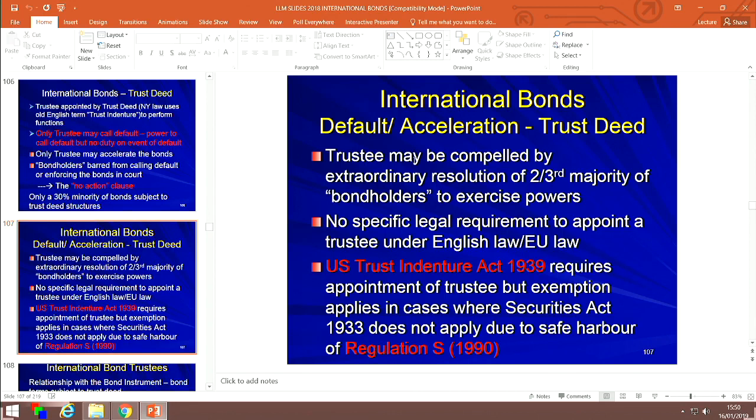And secondly, more importantly, even if a trustee is appointed because people have taken a decision to appoint a trustee for commercial reasons, the detailed provisions of the trust indenture contained in the Trust Indenture Act of 1939 need not be complied with. Why? Because the Trust Indenture Act is disapplied in relation to international bond issues because of a specific exemption contained in US regulatory law, which I will come to.